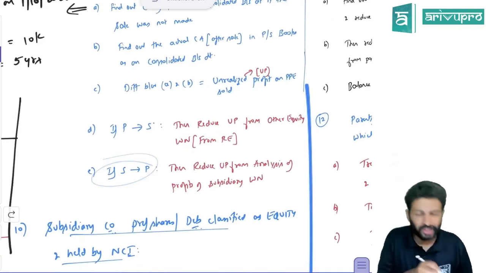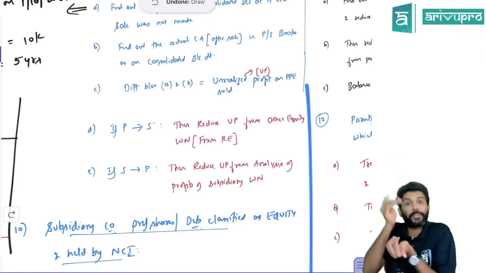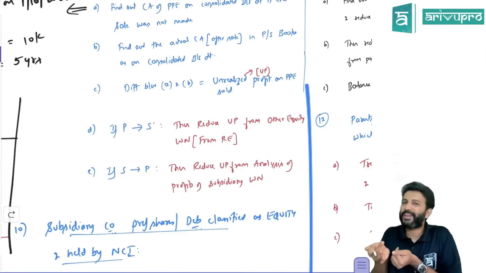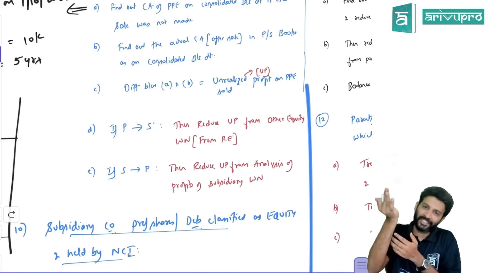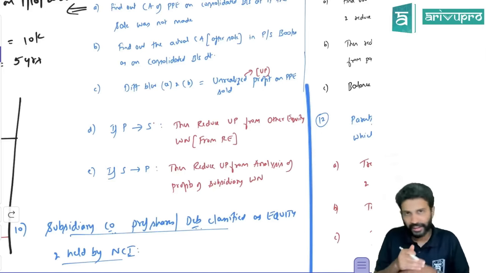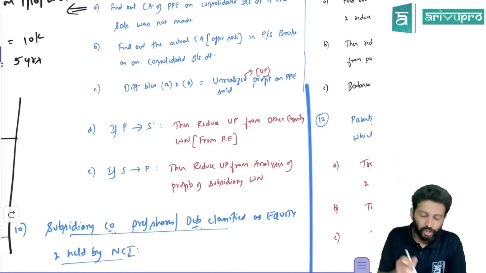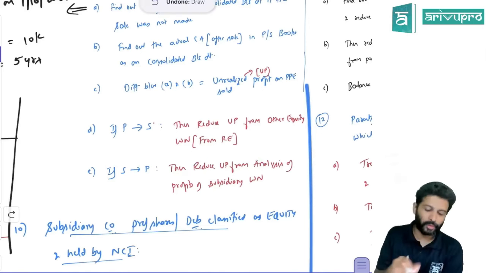However, if the subsidiary has sold this machinery to the parent, that could be possible. That means the subsidiary made the profit, so their net assets are increased unnecessarily. So then it will affect your parent and NCI, right? So you have to reduce this in the analysis of profits working of the subsidiary, same as unrealized profit on inventory. Okay, so this is not required.